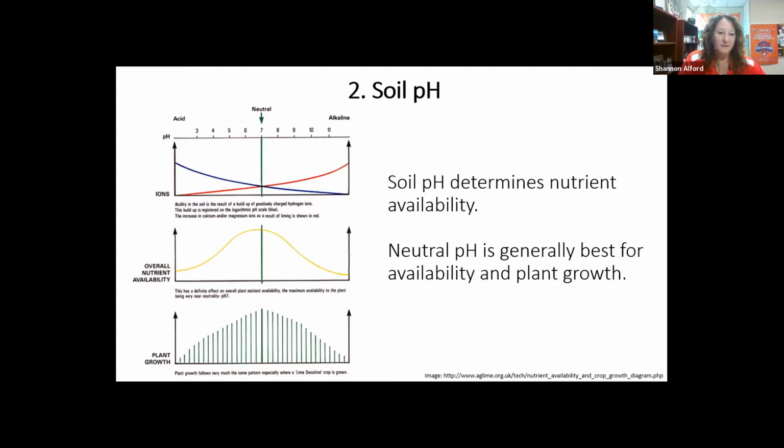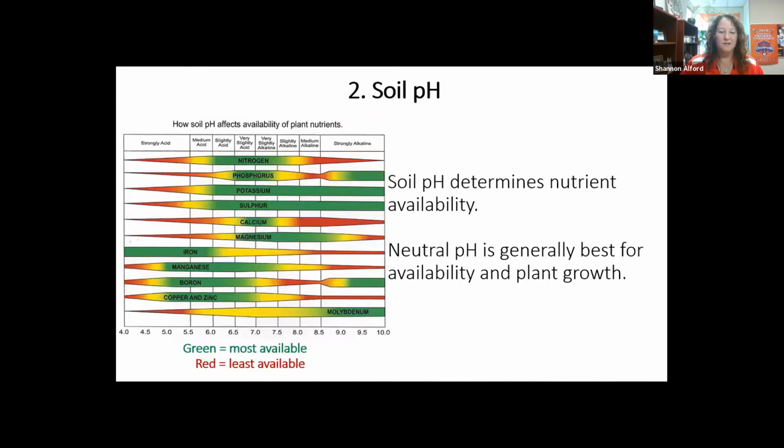The second graph is showing you that overall nutrient availability is highest closer to neutral, the middle of the pH scale. And the bottom graph is showing you that optimal plant growth happens close to neutral, really a little bit on the acidic side of neutral, where we're going to see the best plant growth overall. That's why I said nutrient availability and pH go hand in hand. To illustrate that a little bit more, I'm going to show you a heat map illustrating that nutrient availability.